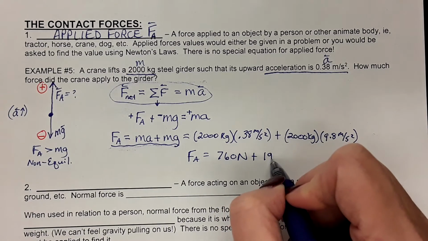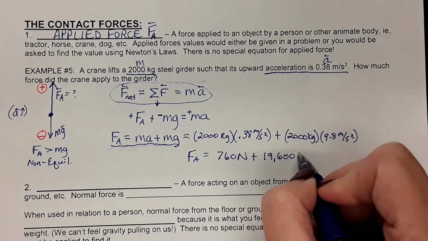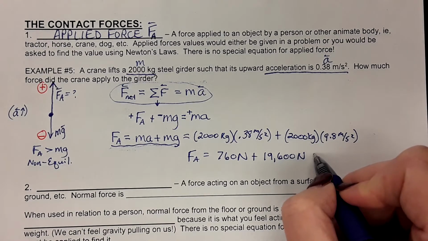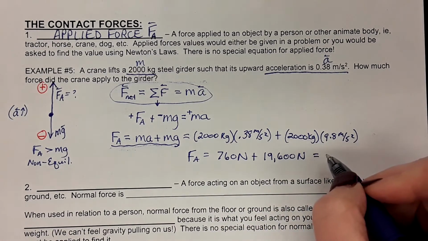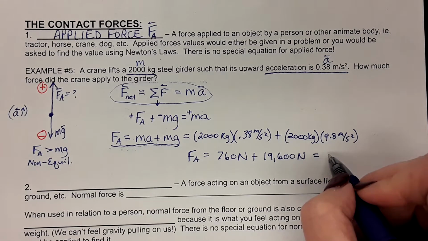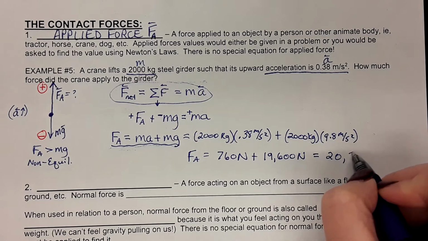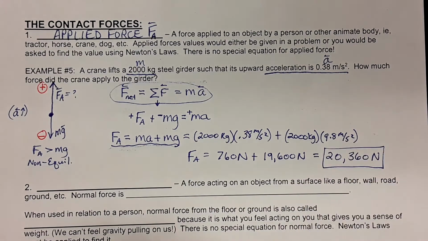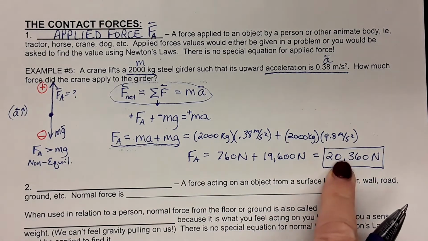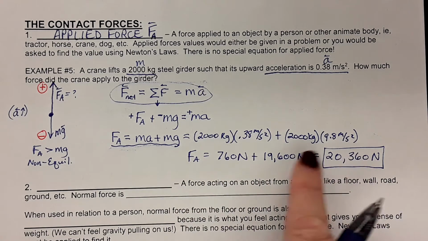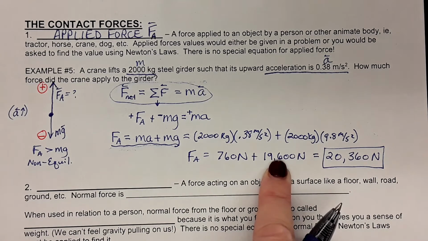I think it's 19,600. Not quite 20,000 because that's not quite 10. All right. Now add those two together. And you get an applied upward force from the crane acting on the girder of 20,360 newtons.